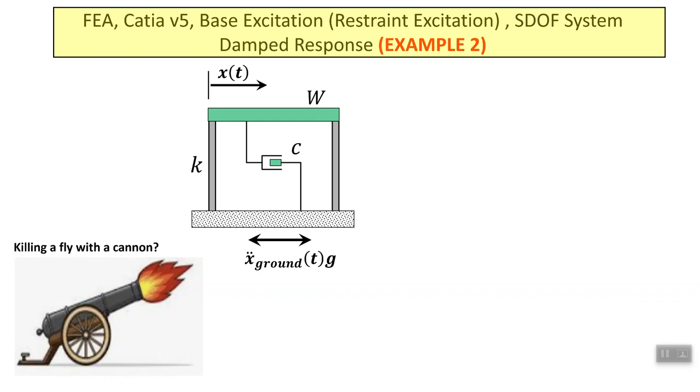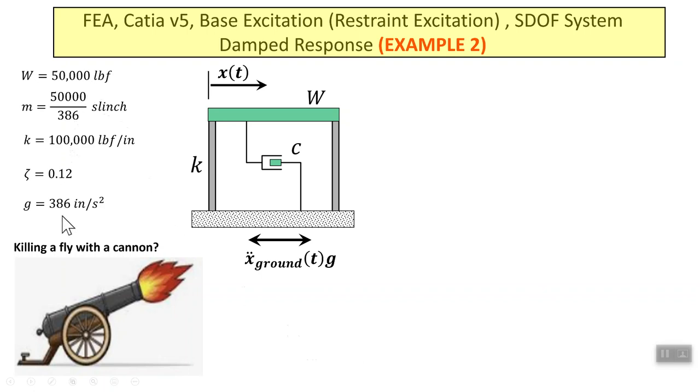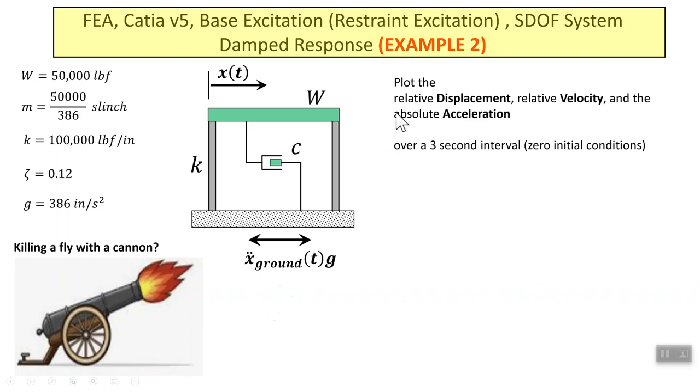Here, let's think about a single-story, single-bay building, such as what is shown here, where the ground is subject to a base excitation involving acceleration. This is the kind of thing that arises in earthquake engineering. So the data that is given here is going to be used to perform the calculation, and the objective is to plot the relative displacement of the floor, relative velocity of the floor, and the absolute acceleration of the floor in the problem.